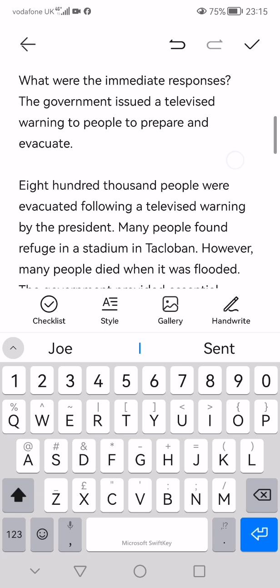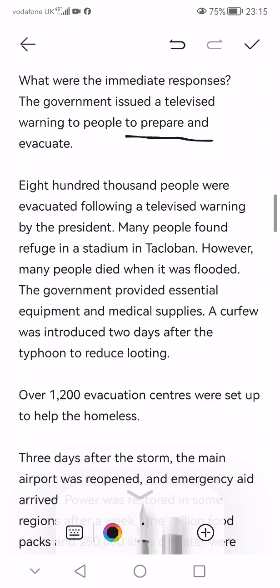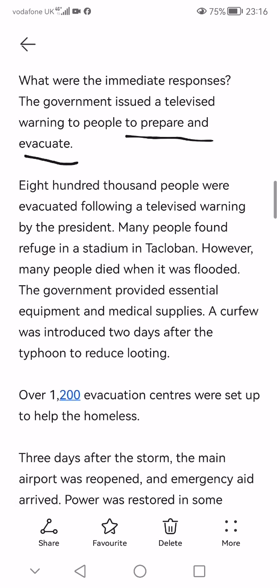So the government issued a televised warning to people to prepare to evacuate. So this thing right here, you can start to evaluate yourselves. This would have been easier in a HIC. In an NIC, so an NEE, LIC, NEE, this would have been a little bit more difficult because not everybody has television systems or radio systems. However, there were 800,000 people who were evacuated from this televised warning, so it did work.